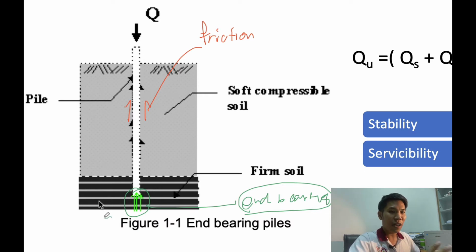In some places, such as Kuala Lumpur or KL, we just put the pile tip on a firm layer. In KL we have rock, so we can put the pile tip on the rock and transfer the load to the rock layer. We also have other places, such as Dubai, where we can put the pile tip on rock too. And as I mentioned, the pile resistance is composed of two components.